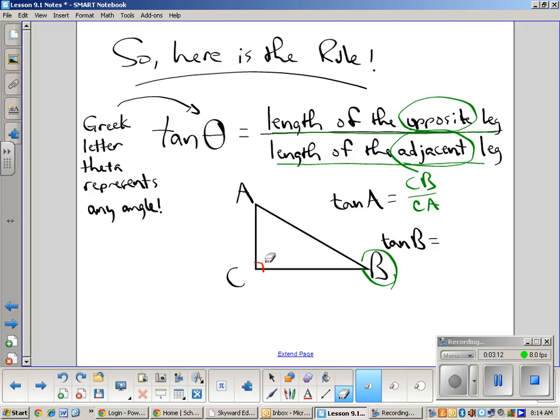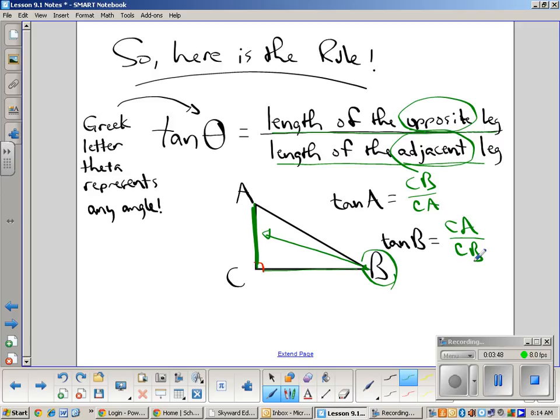Okay? Because this side is touching this angle, right? And that's kind of how I described adjacent, the one touching it. But it doesn't count as adjacent because it's the hypotenuse. So where is the opposite side? Opposite angle B is CA. And what is adjacent angle B? CB.